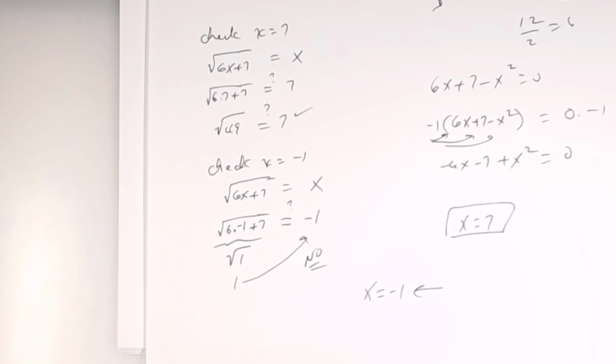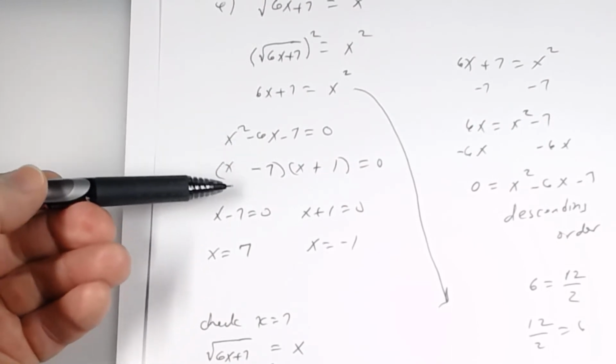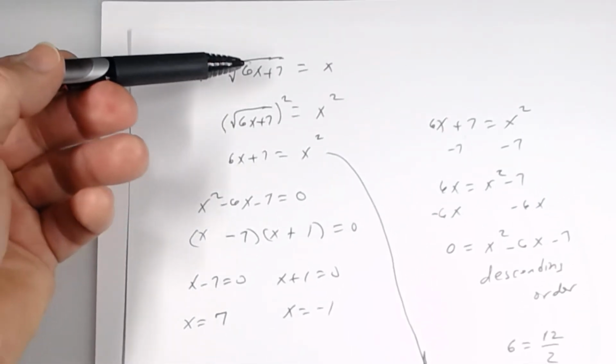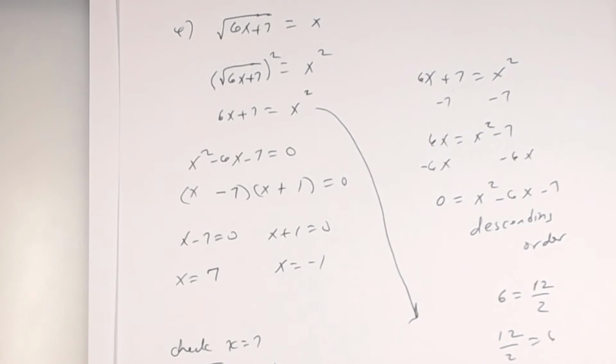The quadratic. X equal -1 is a solution. The solution to which equation? The quadratic one, isn't it? Because that's how we got it. But it's not a solution to the original. So whenever you raise both sides to an even power, you potentially introduce false solutions, and we call them extraneous solutions. So x equal -1 is an extraneous solution.